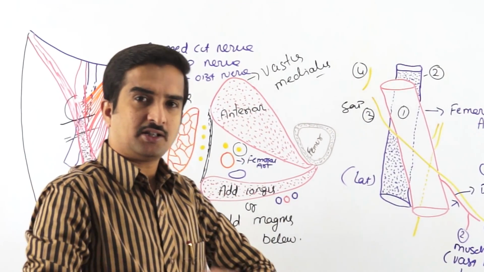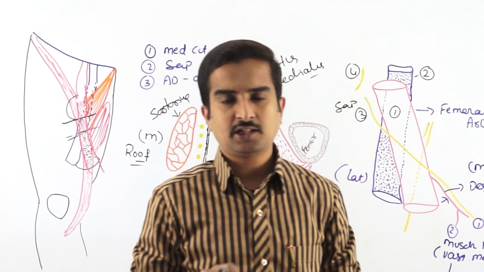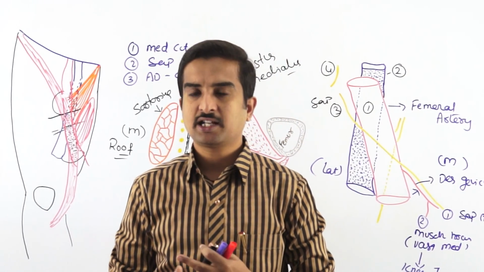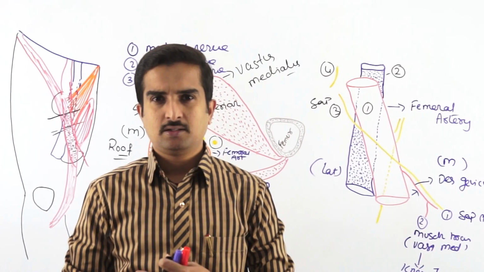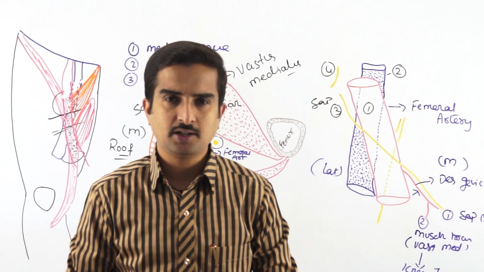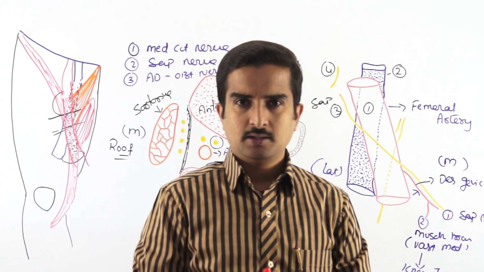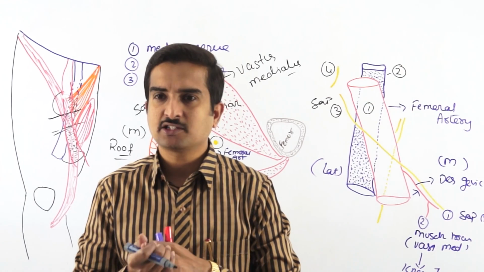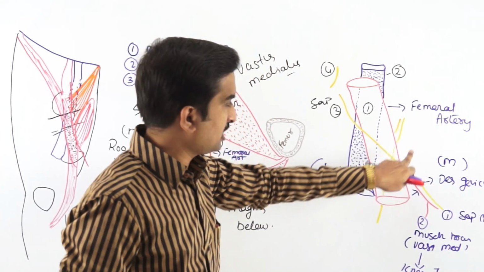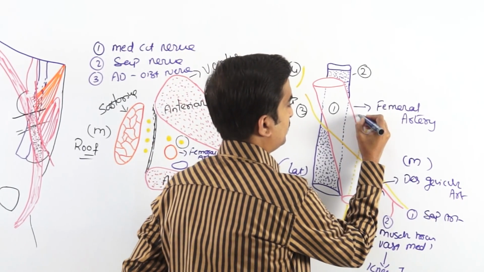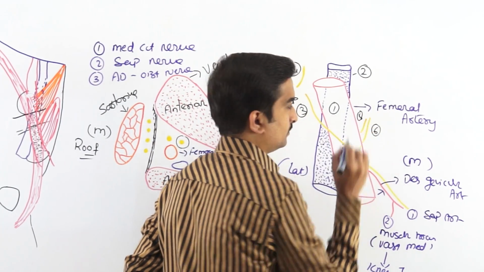So what are the contents we studied till now? The first one is the femoral artery. Second one is the femoral vein. In the femoral artery we also discussed the branches, the terminal branches of the femoral artery. Third is the saphenous nerve. Fourth is the nerve to vastus medialis. And at last we studied 5 and 6. This is the fifth one and this is the sixth one.